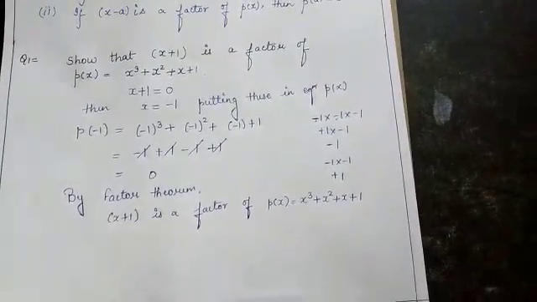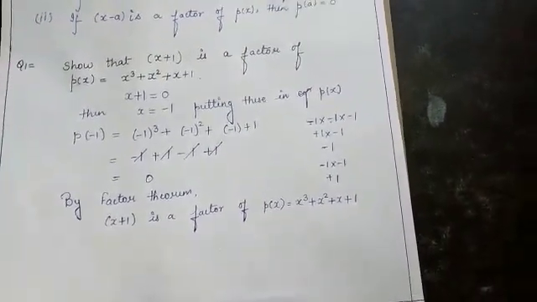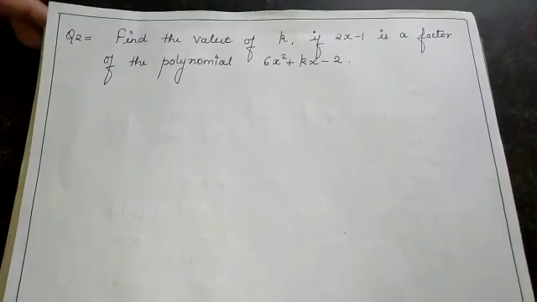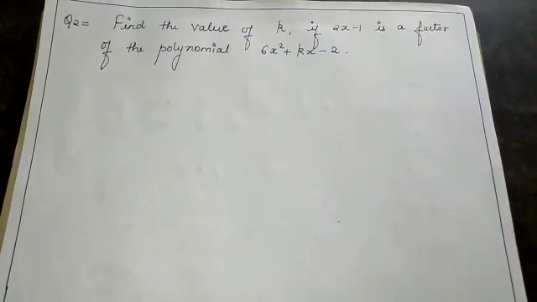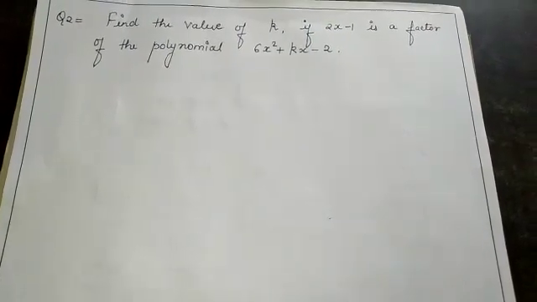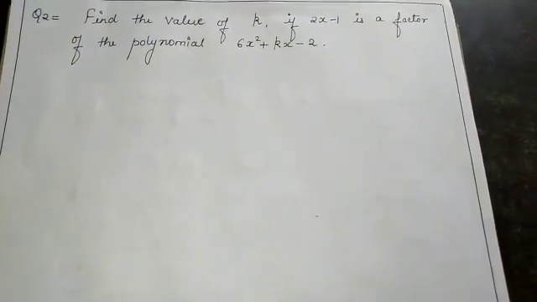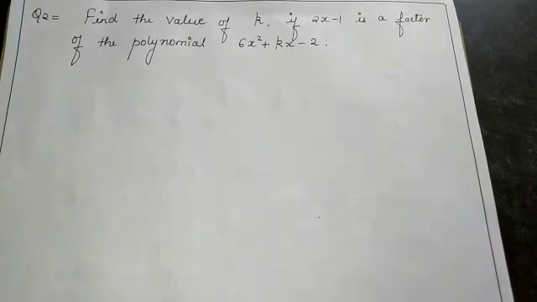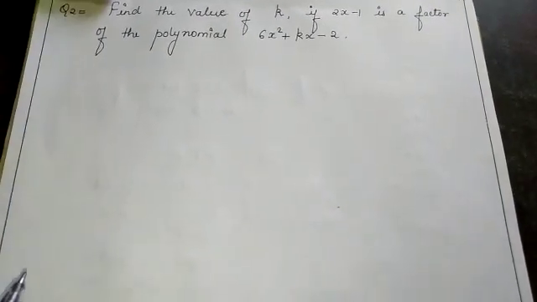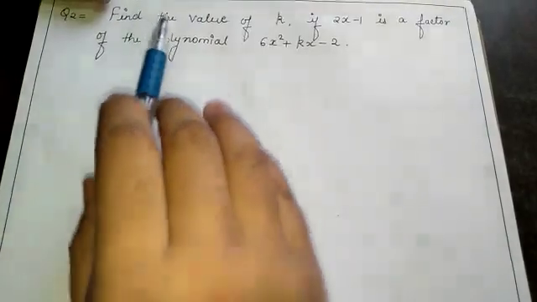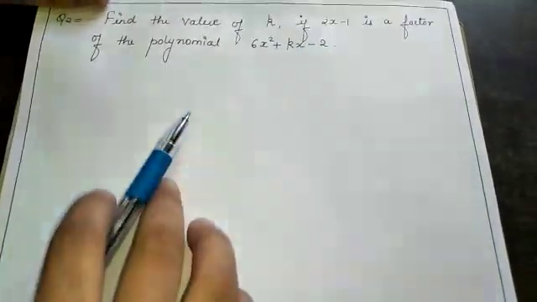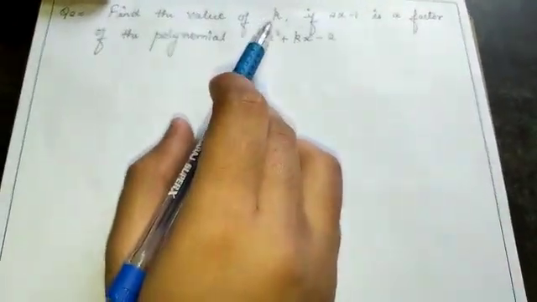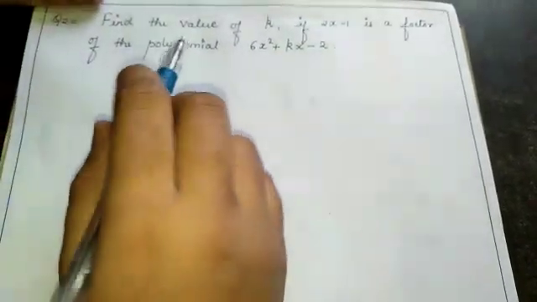Now I am going to solve the next question. The next question is, find the value of k if 2x minus 1 is a factor of the polynomial 6x square plus kx minus 2. In this question, it is already given that 2x minus 1 is a factor of this polynomial. Now we only have to find the value of k.